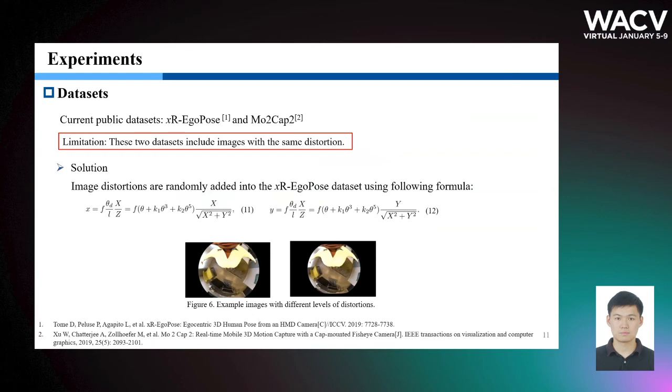There are 2 public datasets for evaluation. However, they include images with the same distortion, which cannot test the effectiveness of alleviating the impact of image distortions. Therefore, we synthetically add image distortions on the XR egopose dataset using equations 11 and 12. Figure 6 shows example images with different levels of image distortions.